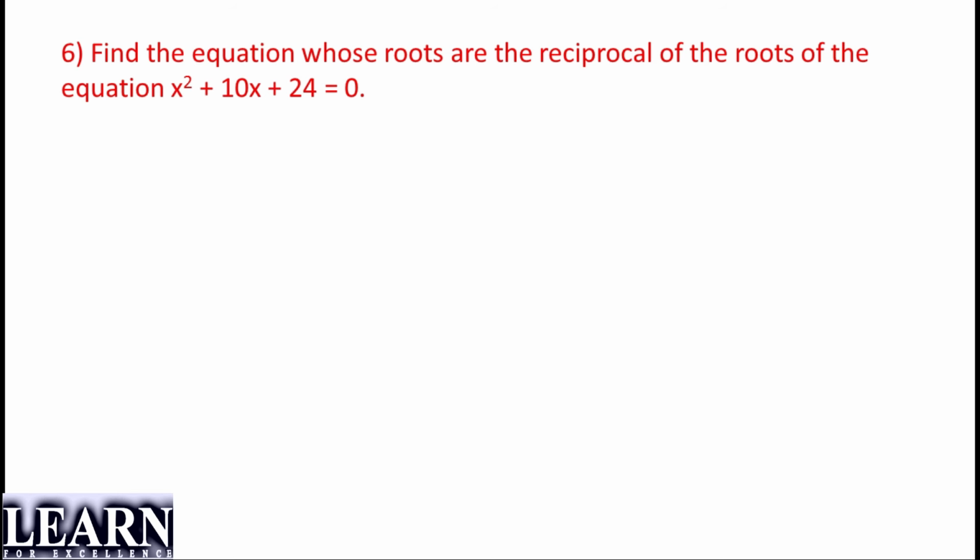Okay, now we'll look at question number 6 here. It is talking about find the equation whose roots are the reciprocal of the roots of the equation x square plus 10x plus 24 is equal to 0. So here we can solve it in a general method. So the equation is x square plus 10x plus 24 is equal to 0.